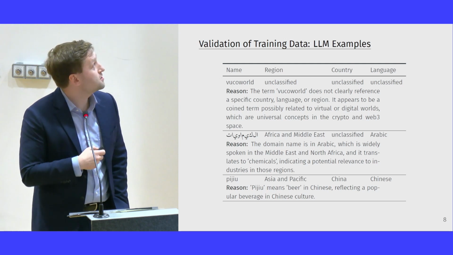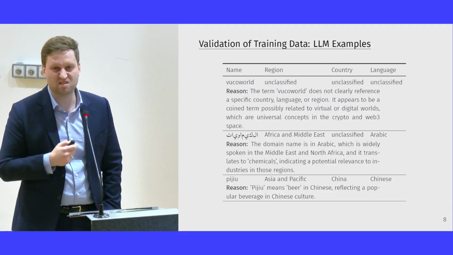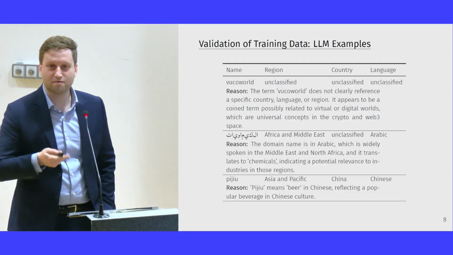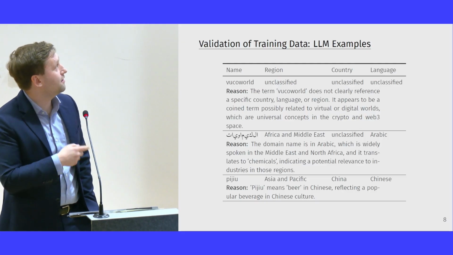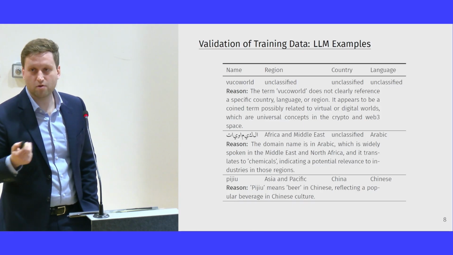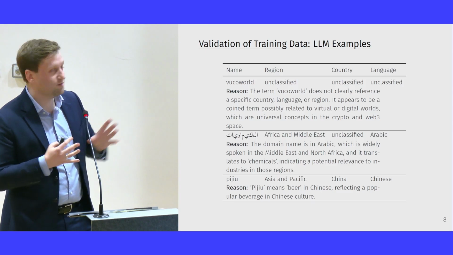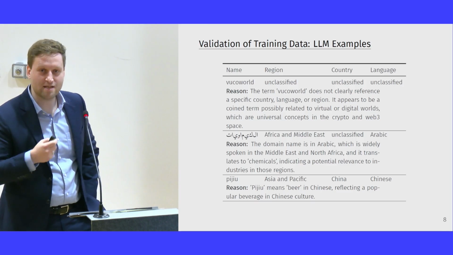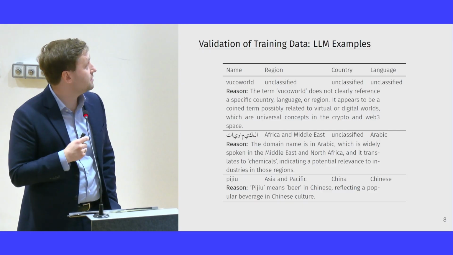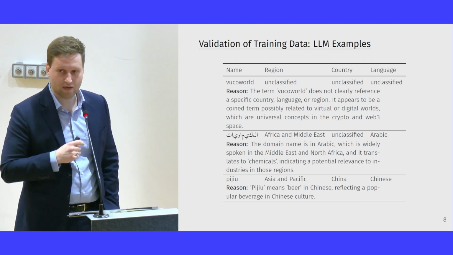So you see the first domain name looks very nondescript, right? And the LLM agrees, like actually you can't really infer anything from this. But then the second and third are kind of more interesting, right? The second one is written entirely in Arabic script, and the LLM recognizes that, says Arabic is mostly spoken in Africa and the Middle East. Translation apparently is chemicals, which is not descript enough to give a country estimate, but at least regionally we get something. And then the third seems to mean beer in Chinese. So it's kind of saying my guess is China.